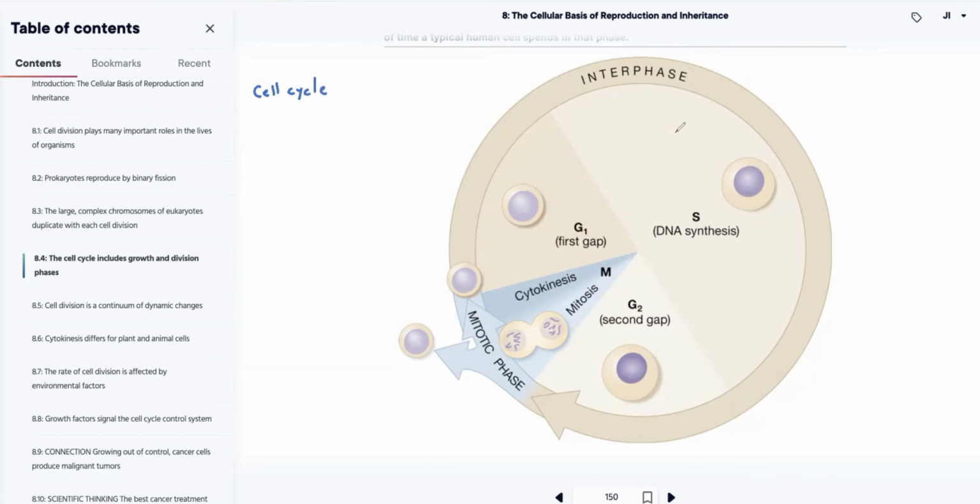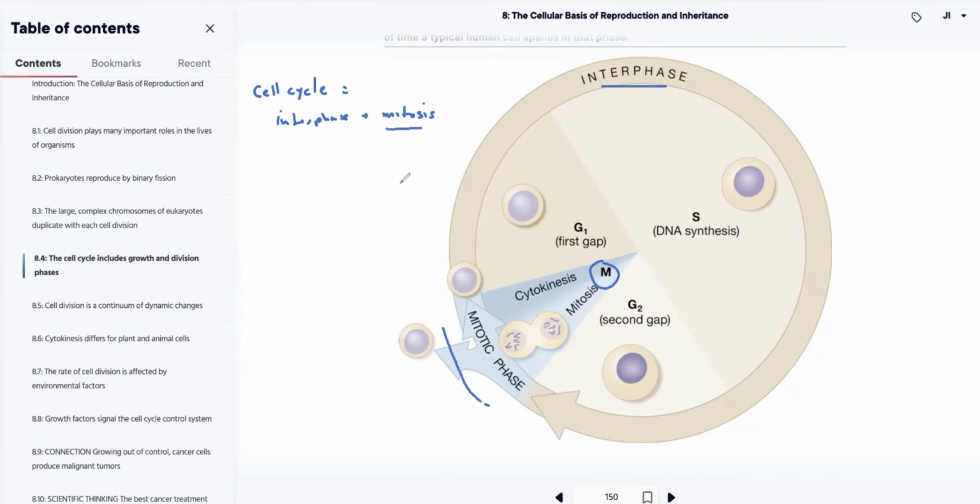has two main parts. We have interphase, and then we've got mitosis, right? Mitotic phase. And so cell cycle equals interphase plus mitosis, if you include cytokinesis in there. Okay? They could call it the mitotic phase. In the textbook, I just think M is the mitosis part of the whole process.